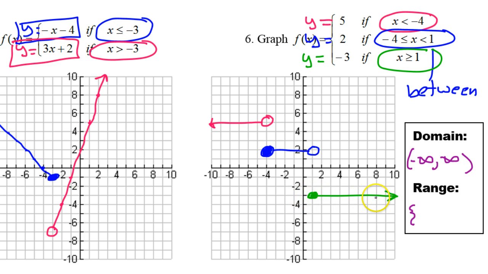This entire green portion of the graph all has a y value of negative 3. The blue part, all of these y values are the same. They're all a y value of 2. And this entire red part has a y value of 5. Okay? Because of all the gaps where there are no y values in between these pieces, we cannot just say negative 3 to 5 using interval notation.